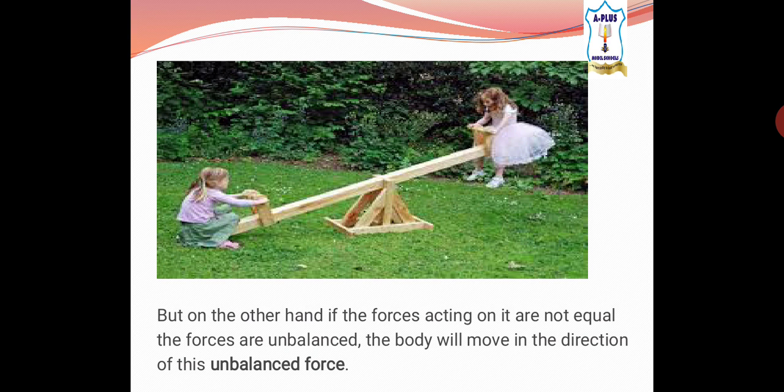But on the other hand, let us check unbalanced force. If the forces acting on it are not equal, maybe if the left is higher than the right or the right is higher than the left, the forces are unbalanced. You can see from the diagram, one is at the top and the other one is below. That means the force the person at the left hand side is applying is higher than the force of the person at the right hand side, and that's why the person at the right hand side is going higher and the person at the left hand side is coming down. The body will move in the direction of this unbalanced force. I believe you can differentiate between balanced and unbalanced force with my explanation.